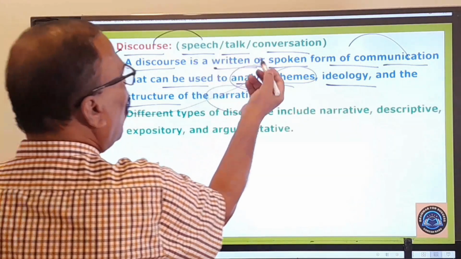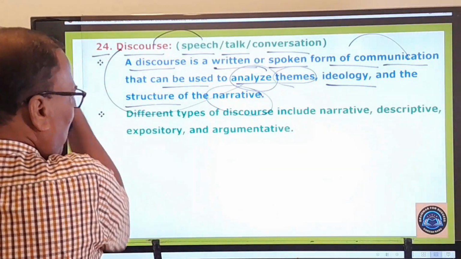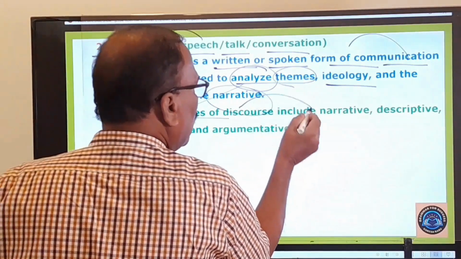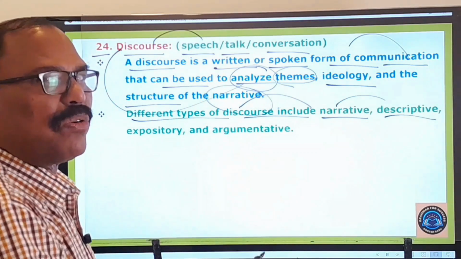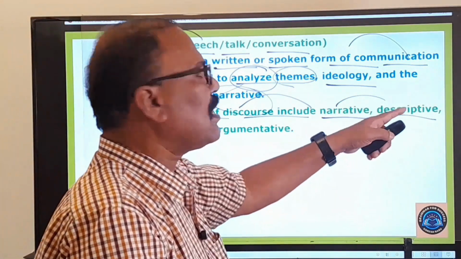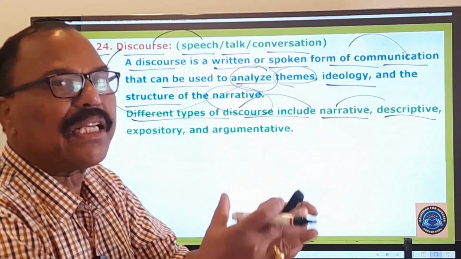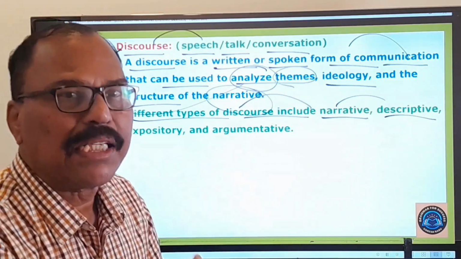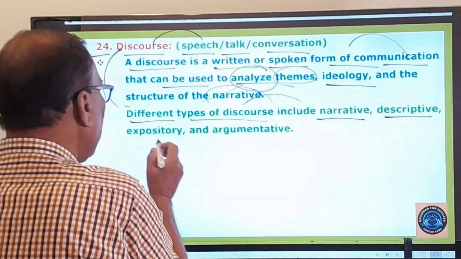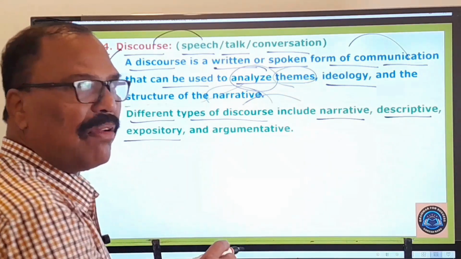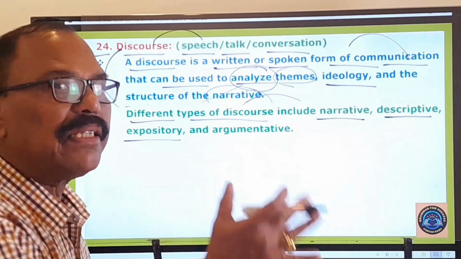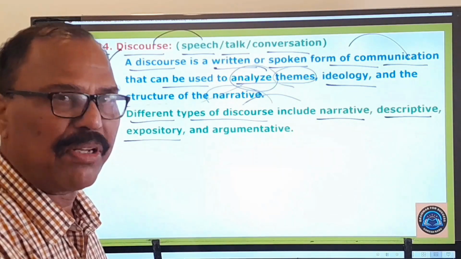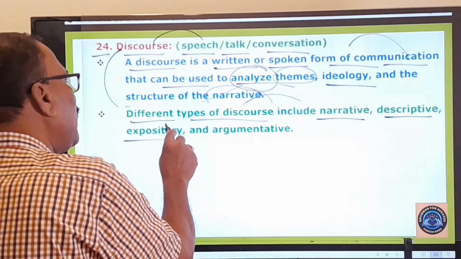So it is a written or spoken one. You know that very well. Discourse. Different types of discourses are there. Narrative discourse. Narrative means a discourse pertaining to a story. Descriptive means a discourse describing something. That is called a descriptive discourse. Okay. And here expository discourse is there. What is this expository discourse? The discourse that is intended to explain or describe. So that is called expository discourse.